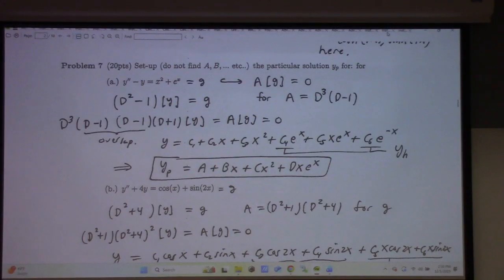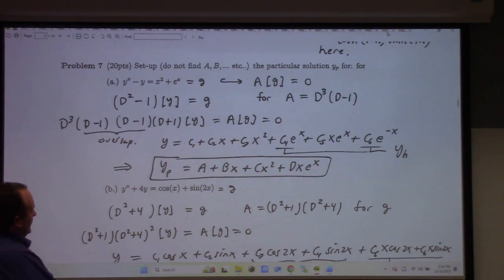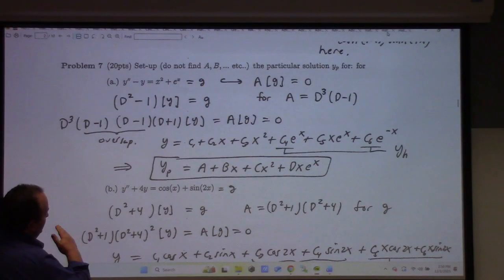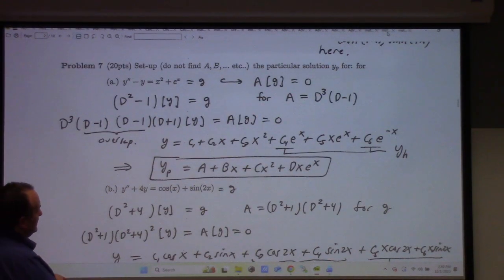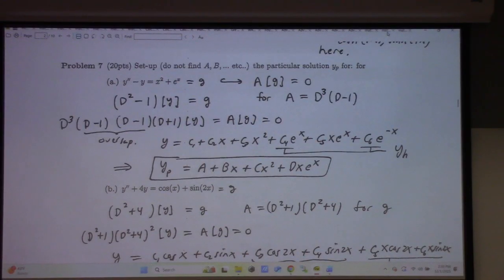Okay, so here, this is a setup, but do not find the particular solution. So I'm using the annihilator method, right? So I find the thing that kills off the inhomogeneous term, which in this case is g. D cubed times (D minus 1) is the thing. The D cubed kills off the x squared. The D minus 1 kills off the e to the x, right?